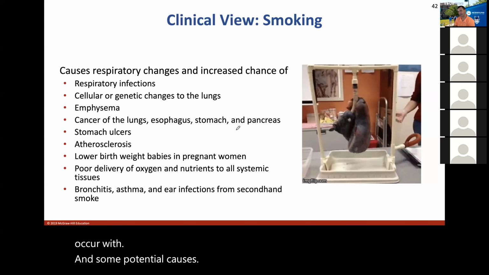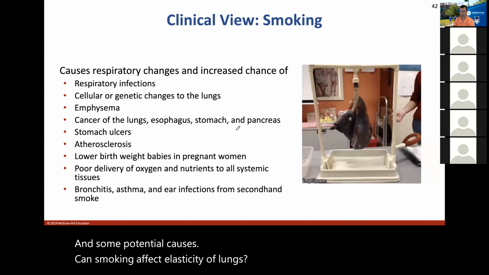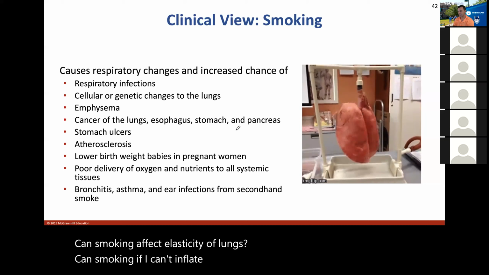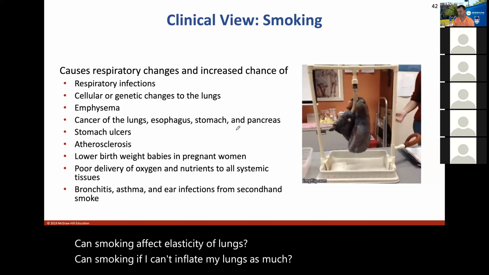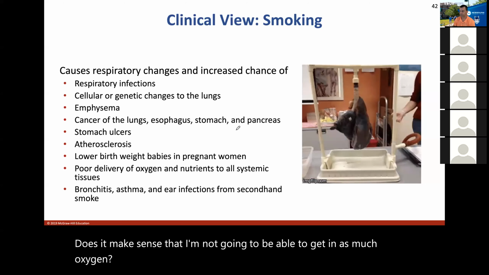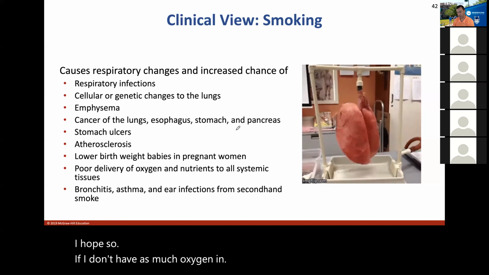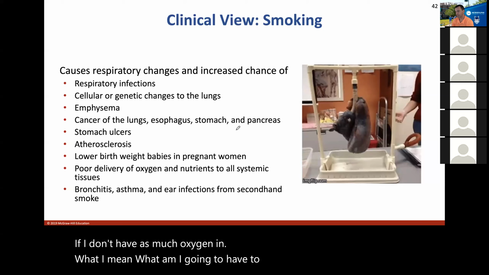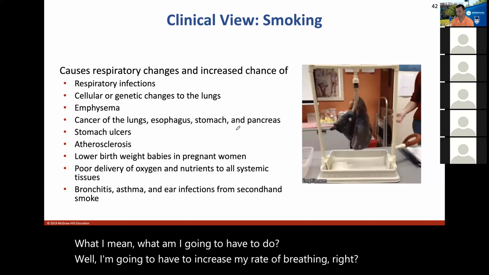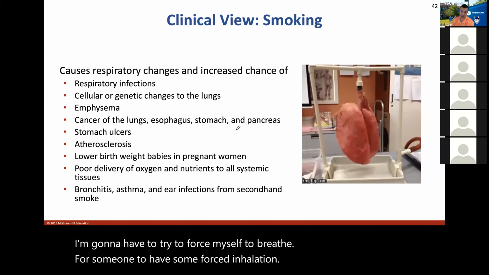Can smoking affect elasticity of lungs? Yes. If I can't inflate my lungs as much, does it make sense that I'm not going to be able to get in as much oxygen? I hope so. If I don't have as much oxygen in, what am I going to have to do? Well, I'm going to have to increase my rate of breathing, right? I'm going to have to try to force myself to breathe deeper. So I'm going to have some forced inhalation and some forced exhalation probably as well.